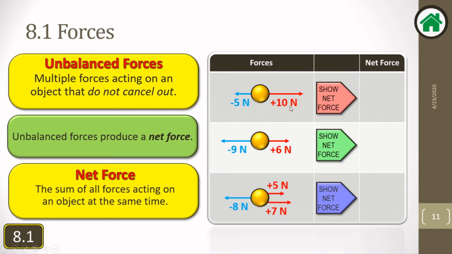And a net force is what you get when you combine all of the forces that are acting on an object at the same time. If the forces were balanced, then the net force would be 0. But if the forces are not balanced, then the net force is not going to be 0.